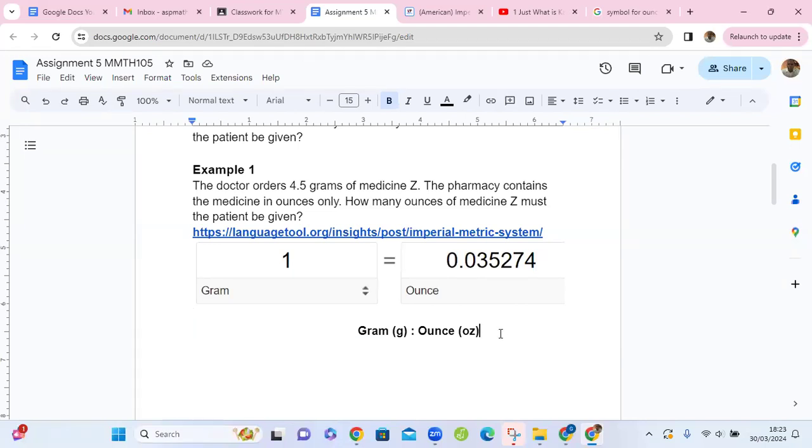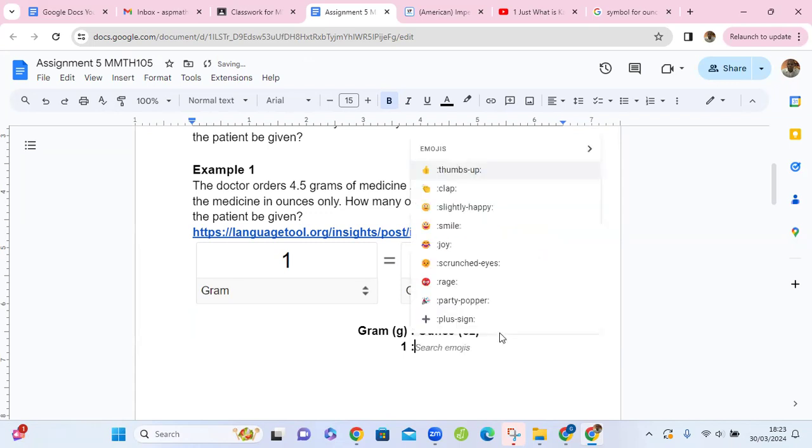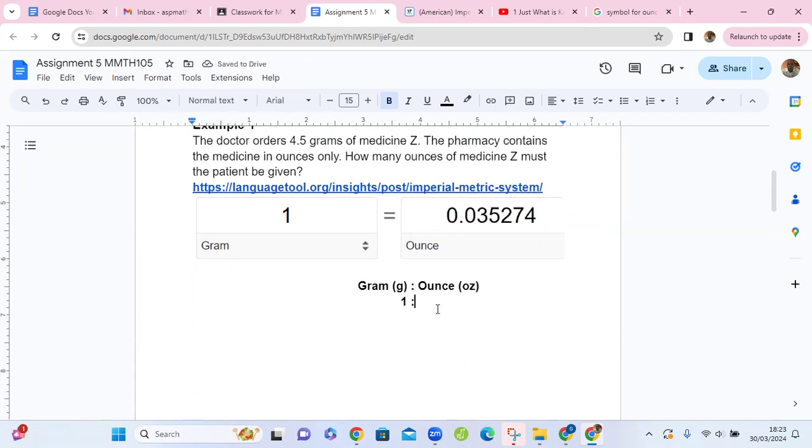So now we have established our labeling ratio. We need a complete ratio with 2 numbers, and that will be 1 gram: 1 will go on the gram, and 0.035274 will go on the ounce. Then the third step, we need another ratio with a number and a letter. Here we have 4.5 grams, so 4.5 will go on the grams, and our X will go on the ounce because that's what we are trying to find.